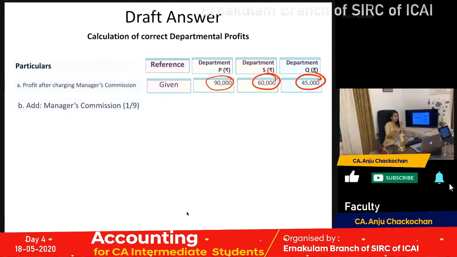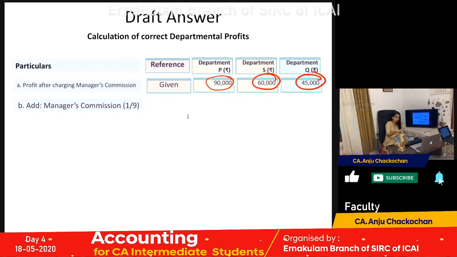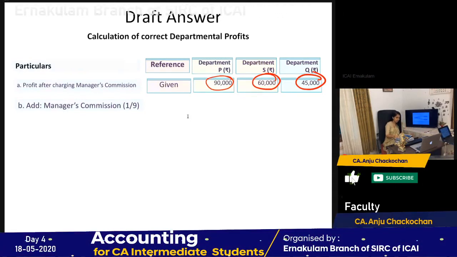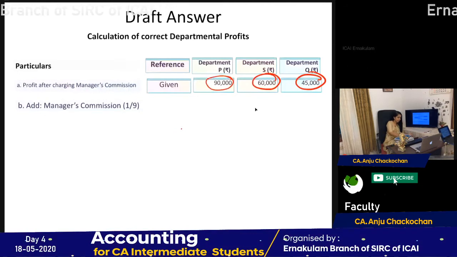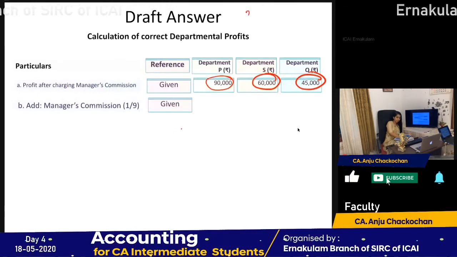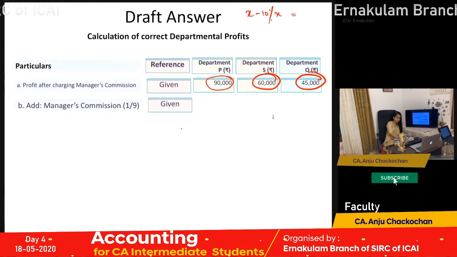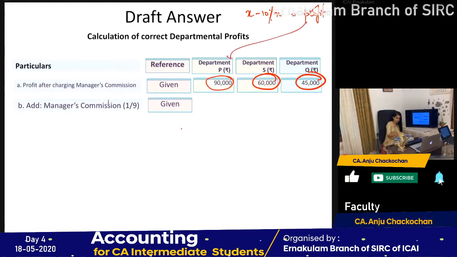But as we just discussed, only after reducing the unrealized profit you can compute the manager's commission. So now what you will have to do is reverse the manager's commission, which is already given effect. So the manager's commission amount will have to be reverse worked, which is 1/9. See, listen, we had a profit before. Let's say it was X. From this, you reduce 10% as manager's commission. So you got this profit of 90,000, right? I'm just taking Department P's case.